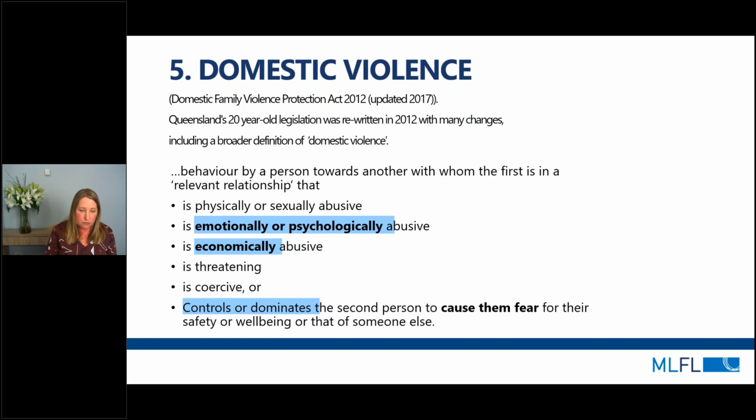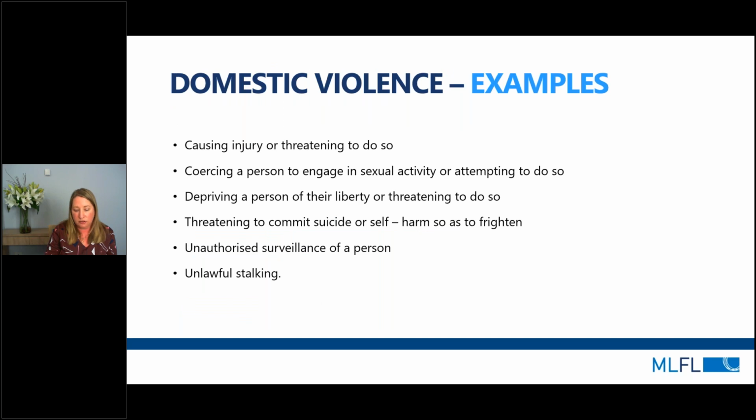Some examples of family violence are listed on this next slide. Causing injury or threatening to do so, coercing a person to engage in sexual activity or attempting to do so, depriving a person of their liberty or threatening to do so, threatening to commit suicide or self-harm so as to frighten the other person, unauthorised surveillance of a person, unlawful stalking, coercing a person to sign for finance, preventing a person from obtaining employment, following a person, coercing a person to obtain social security benefits, or repeatedly texting or emailing another person.